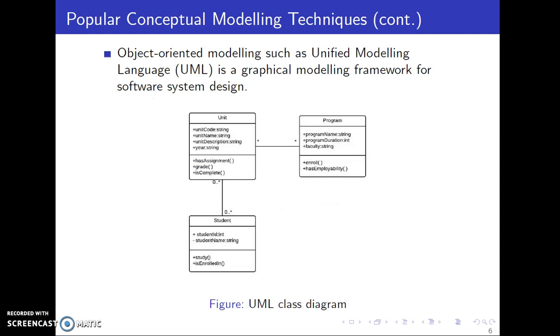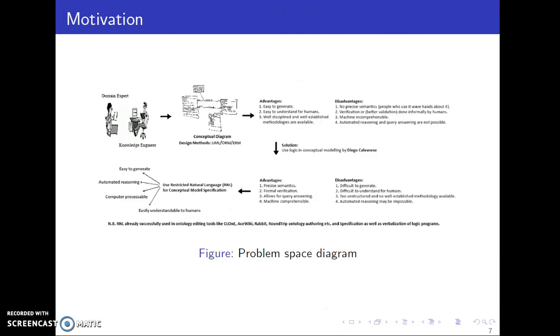Object role modeling represents an information system in terms of simple facts. Object-oriented modeling, such as Unified Modeling Language, is a graphical modeling framework for object-oriented software system design. UML is basically a vast graphical modeling framework which supports different types of diagram. For this work, we have considered UML class diagram because UML class diagram is aligned with object role modeling diagram and entity relationship diagram. All of them consider data perspective while designing an information system.